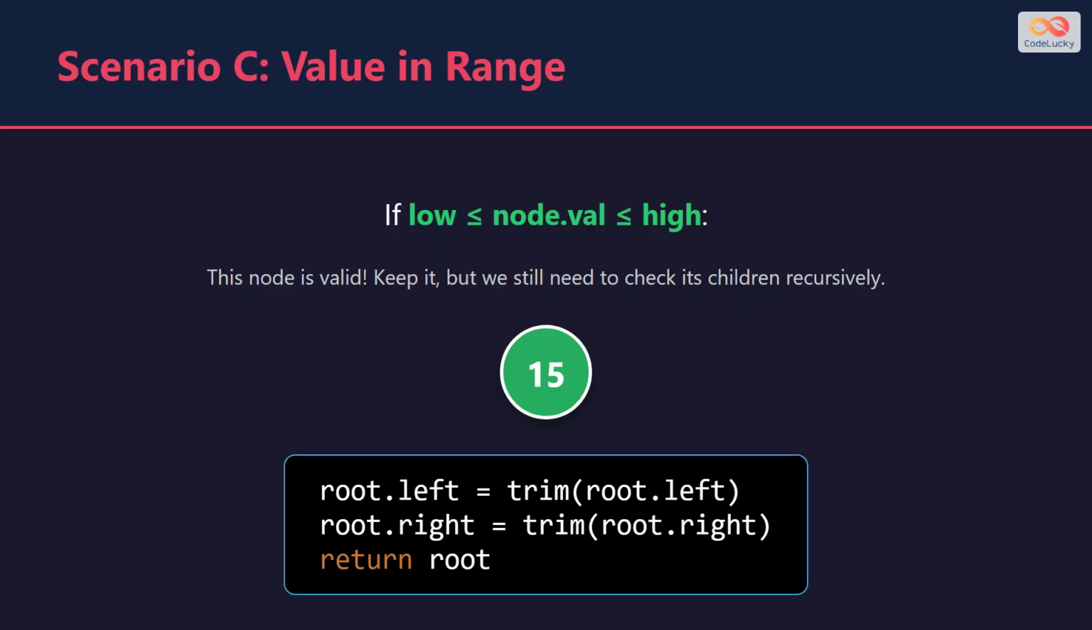The final scenario is the happy path. The node's value is between low and high. This means the node itself is valid and should stay in the tree. However, its children might not be valid. So, we keep the node, but we recursively call our trim function on its left child and its right child to clean them up. Finally, we return the node itself.